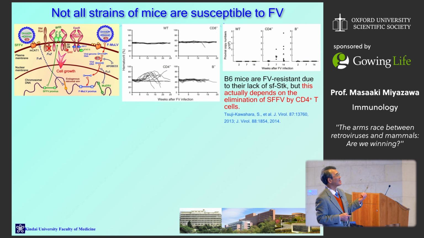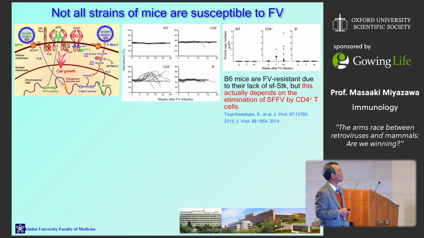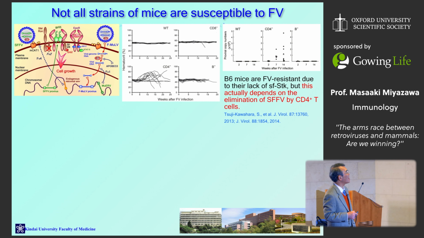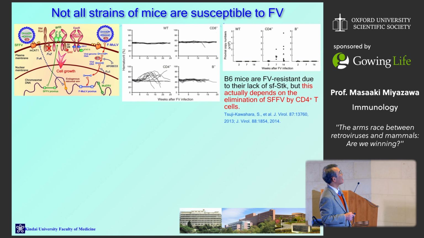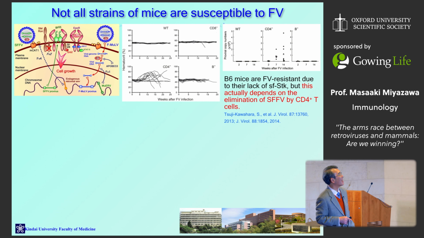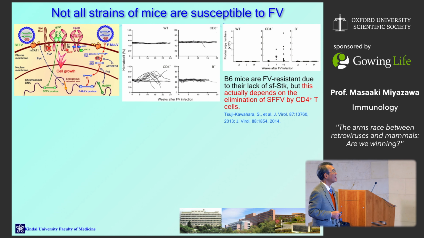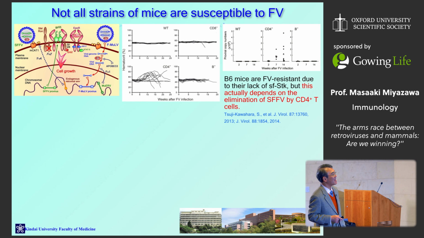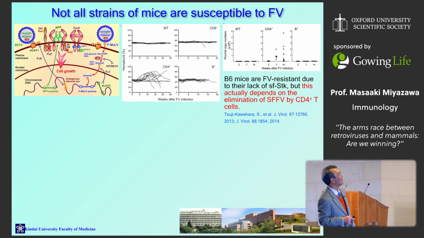Some mice are resistant. For example, B6 mice, black 6 mice, are very, very resistant to friend virus infection because B6 mice have a mutation in this tyrosine kinase gene product, and the growth induction signal is not well transduced into the infected cells. So B6 mice are believed to be very, very resistant to friend virus infection.